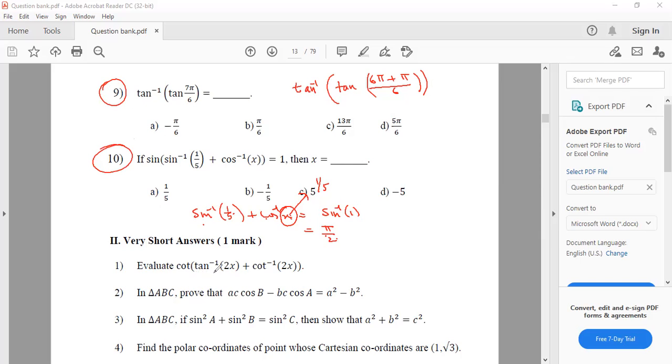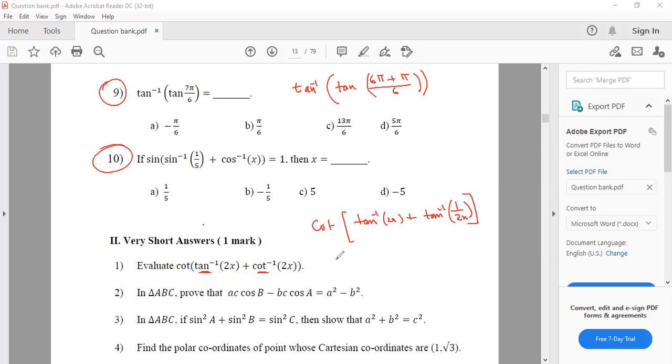Okay, next one. What to do here? Evaluate cot of tan inverse 2x plus tan inverse of 1 by 2x. What can we write here? Alternatively, we can do it with the cancellation rule: cot of tan inverse of 2x plus pi by 2 minus tan inverse of 2x.